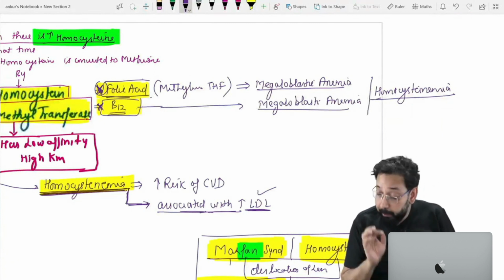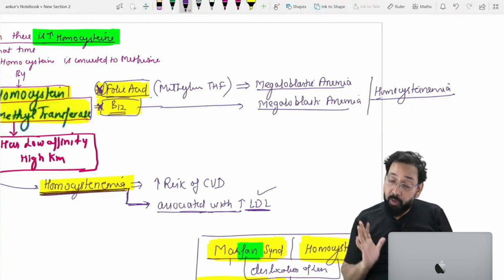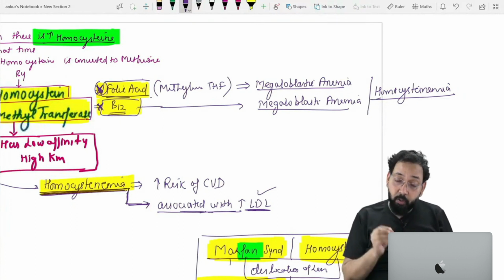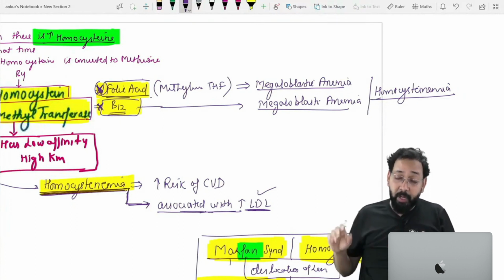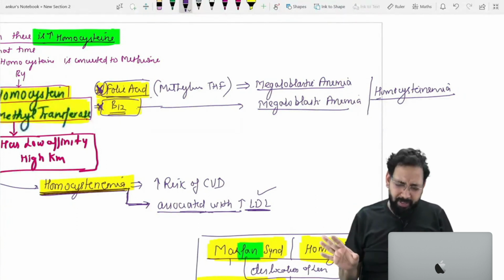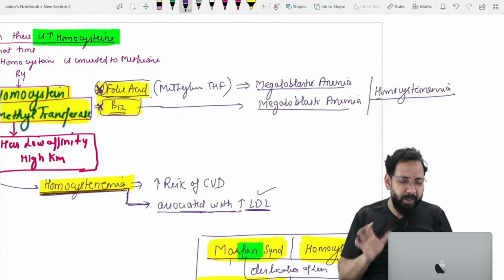You will find many times in clinical practice what happens. A patient came to me with megaloblastic anemia. I immediately start folic acid. Many times clinicians start folic acid without thinking about B12.